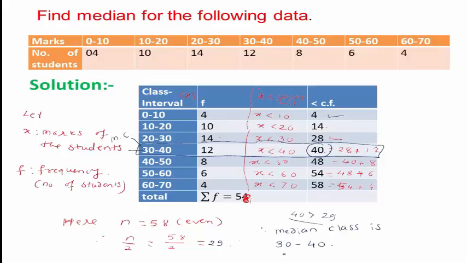So here, what is the lower limit of this class? Therefore the lower limit of this class is 30. So L1 is equal to 30. L1 is the lower limit of this class. L2 is the upper limit of this class, that is 40. And F is the frequency of the median class, which is 12. What is CF? CF is the cumulative frequency of the pre-median class, that is, the class previous to the median class. So the class previous to the median class is 20 to 30 and its cumulative frequency is 28.